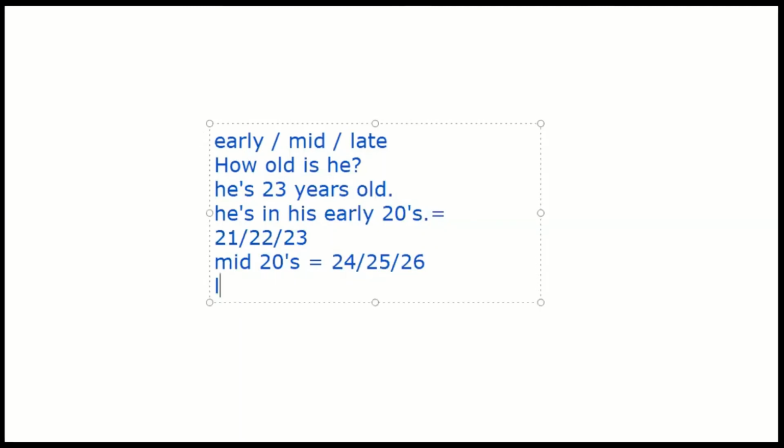What if I say late 20s? Now this time you should be talking about 27, 28 and 29. By the way, this is used for all the years we have. Whatever years you are talking about, you could use early, mid, and late. They are very important.